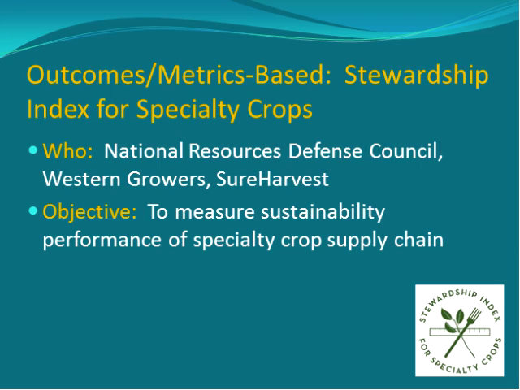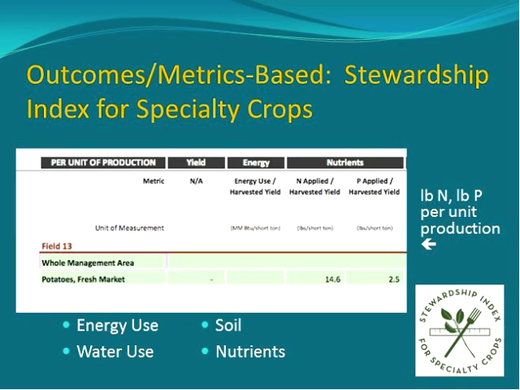The next tool, also metrics-based, is the Stewardship Index for Specialty Crops. This was developed by the Natural Resources Defense Council, the Western Growers, and SureHarvest. And the objective of this program is very similar to the Fieldprint Calculator in that they basically want to measure the sustainability performance of specialty crop supply chains. So again, similar to the Fieldprint Calculator, the producer will enter production data related to energy use, water use, soil, and nutrient management into the tool.